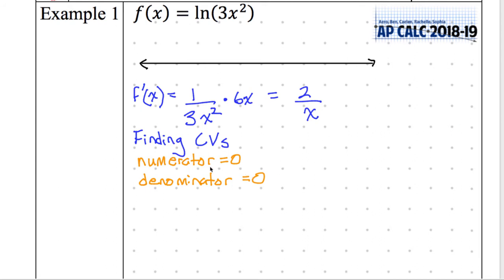So why is setting the numerator equal to 0, why is that finding critical values? What are you really finding? Where f prime is equal to 0 or does not exist? Equal to 0. Yeah, so f prime is equal to 0, and where the denominator is equal to 0, that's where f prime does not exist. Exactly.